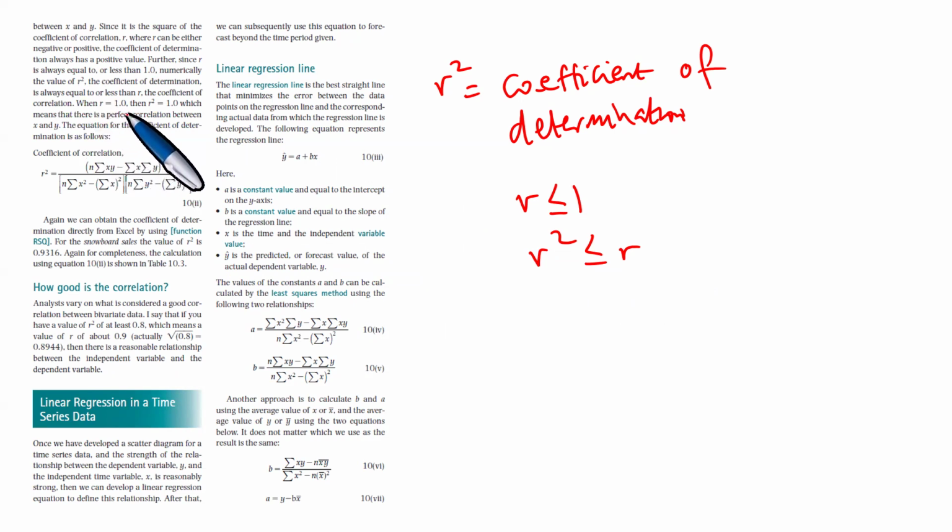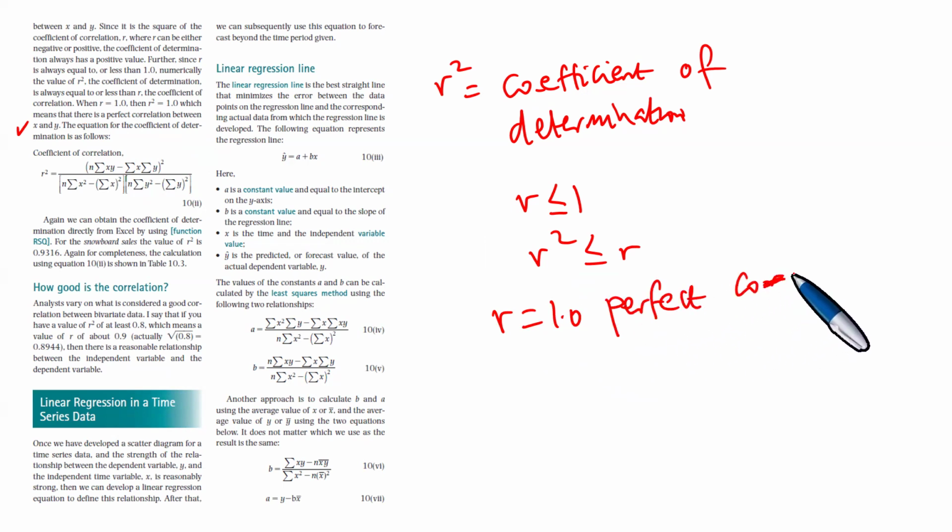When r equals 1.0, r squared is 1.0 as well. When r is 1, in other words, you have a perfect relationship between the variables, and r squared is still 1.0, which means that there is a perfect correlation between x and y. Perfect correlation means that r is 1.0, and therefore the description is that you have a perfect correlation between x and y.